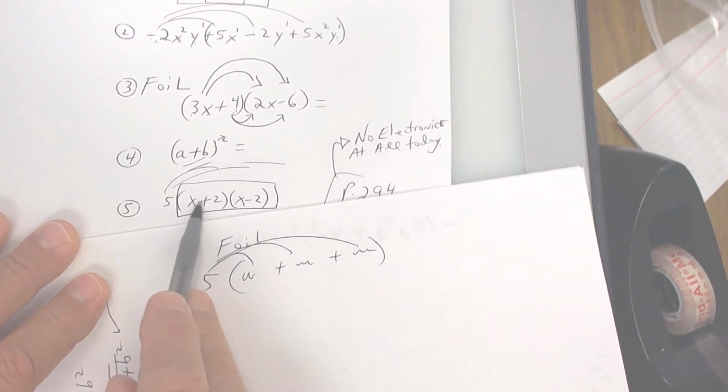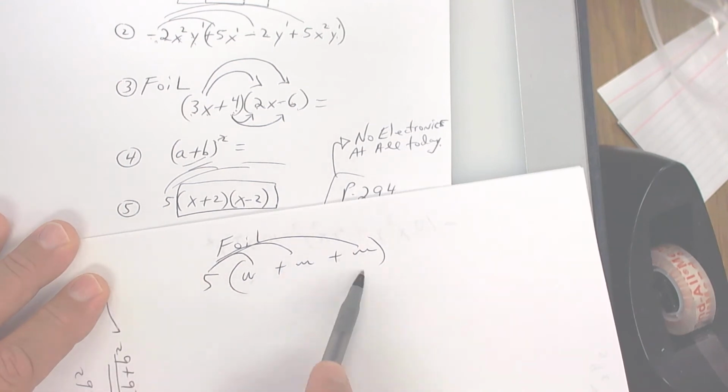Okay? So FOIL, and then the last thing you do is distribute a 5.